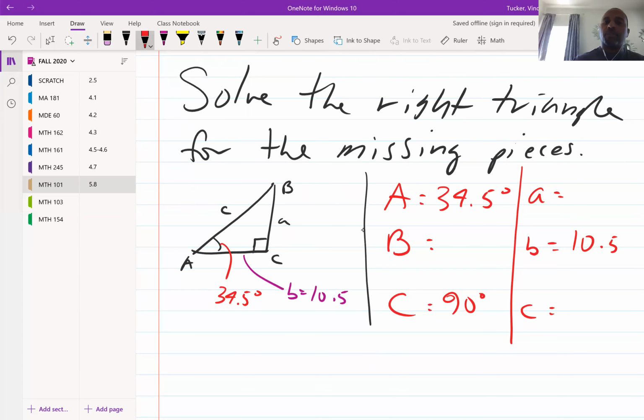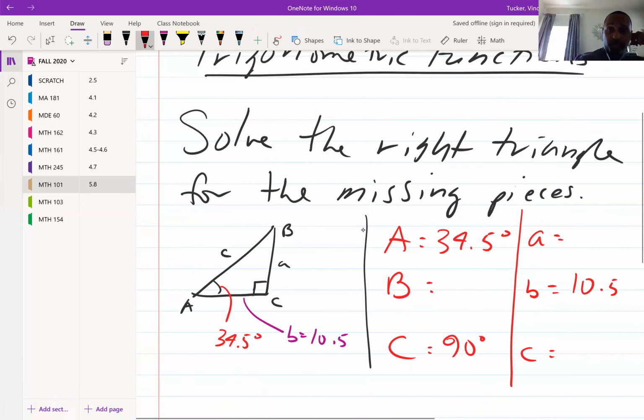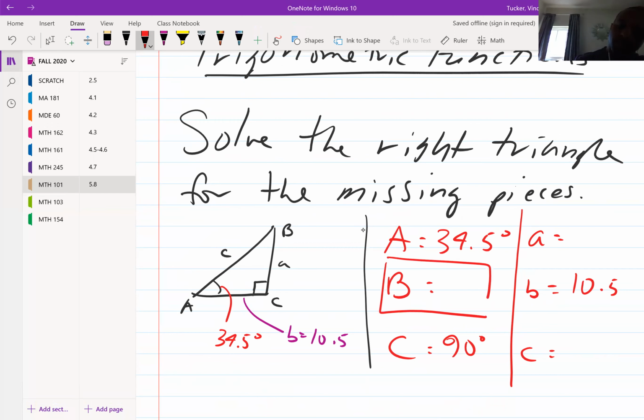All right, so for the first one, like I said, we're just looking at applications of trig functions. It tells us to solve the right triangle, so we're going to find all the missing pieces. What they give us is 34.5 degrees for capital A, and we see that 90 degrees is for C. So angle B, we don't know off the top. Then they give us side B, which is 10.5. So side A and side C is what we don't know.